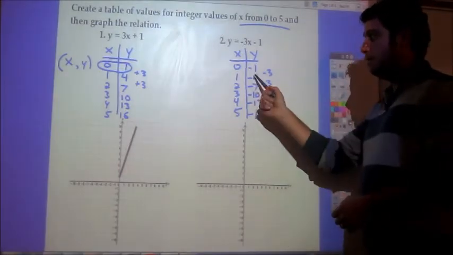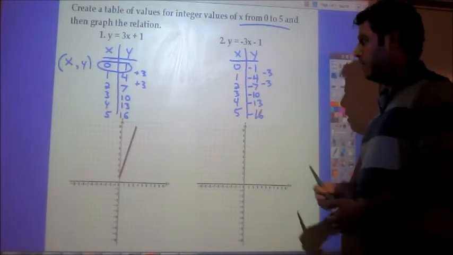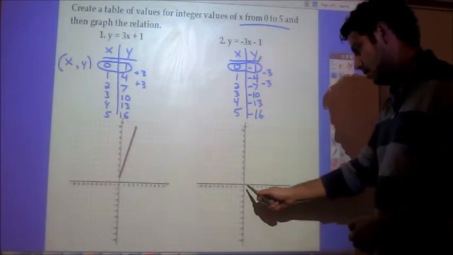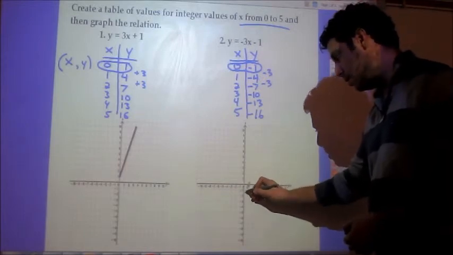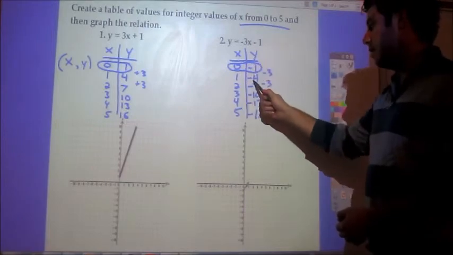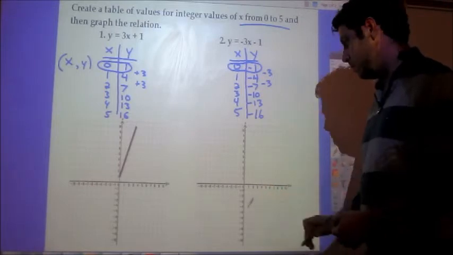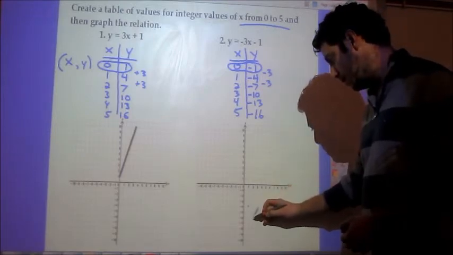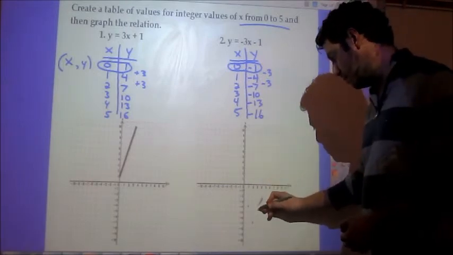Now let's plot these coordinates onto our grid and graph the relation. So when x is 0, y is negative 1. When x is 1, y is negative 4. When x is 2, y is negative 7. When x is 3, y is negative 10.